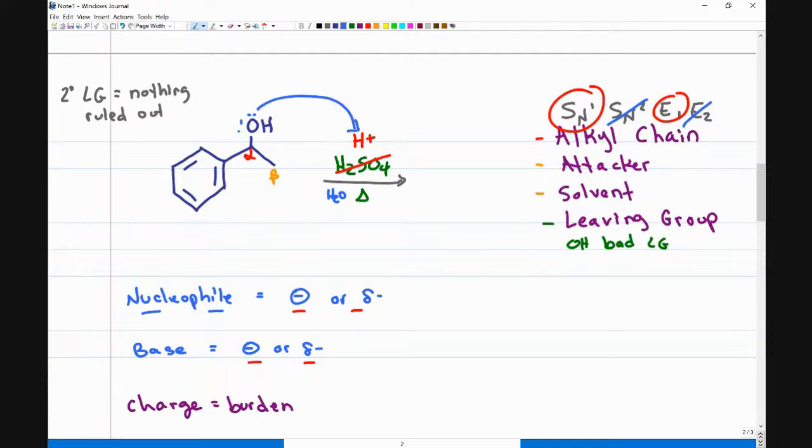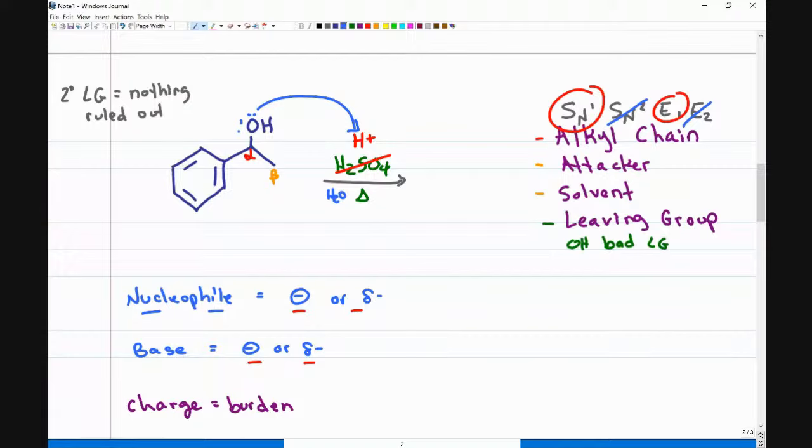That's where the H2SO4 comes in. The oxygen will grab a proton. Now you get an OH2+. It's positive, so now it becomes a good leaving group. And once it's a good leaving group, it breaks off, it leaves. You're left with a carbocation and the reaction can proceed.